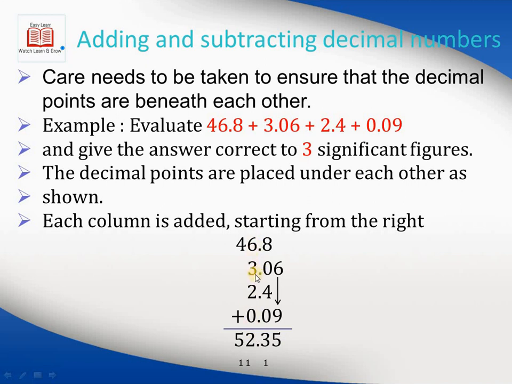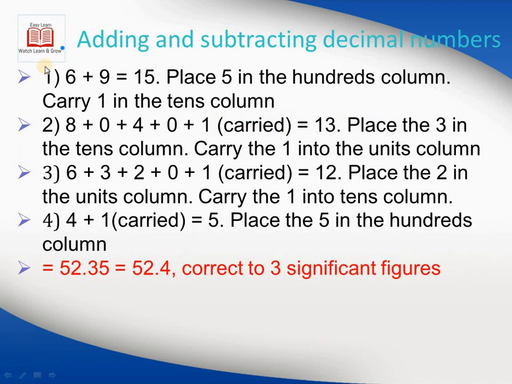When we switch from the fractional part on the right of the dots to the integers, we also have to write the dot here, because, as I already explained, the main point is that the dots are beneath each other. Put the dot, then add as usual. 6 plus 3 plus 2 plus 1 equals 12. So write 2 here and carry 1 to the next column. 4 plus 1 is 5. So the answer is 52.35.